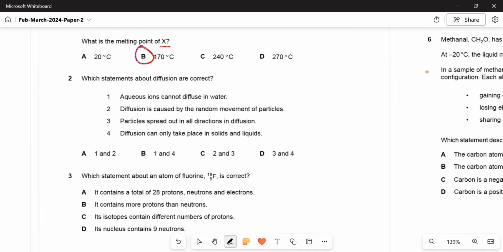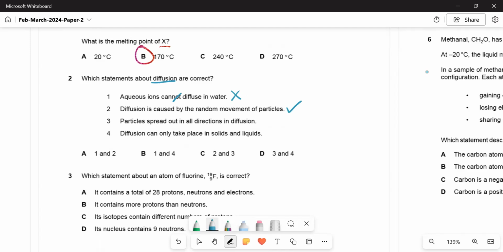Second question, which statements about diffusion are correct? Okay, so let's see about diffusion. Aqueous ions cannot diffuse in water. They can diffuse in water, so this statement is incorrect. Diffusion is caused by the random movement of particles. Yes, diffusion is caused by the movement of particles.